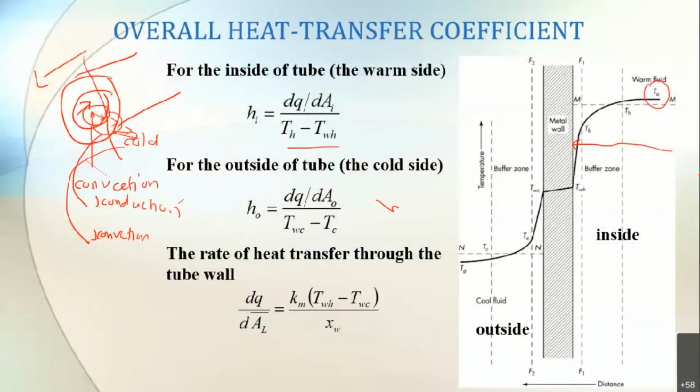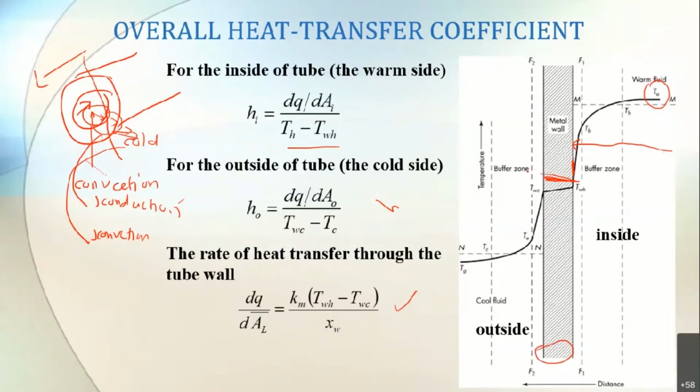Okay. So again, this is your T wall hot. This is your T hot. After heat is transferred from the hot liquid to the surface of the pipe, it will be transferred through the thickness of the pipe. So this is transferred by conduction. You see here the rate of heat transfer to the tube wall, dQ over dL is equal to K times TW hot minus TW cold over XW, so depending on the thickness. So this is your conduction.